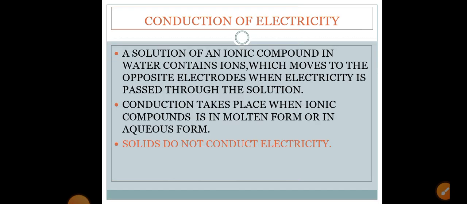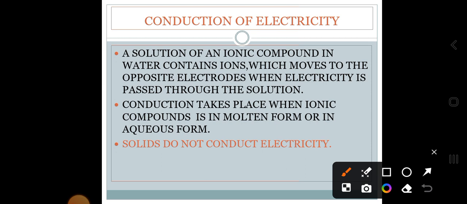A solution of an ionic compound in water contains ions, which move to the opposite electrodes when electricity is passed through the solution. See, as we all know, ionic compounds are mainly made between two types of ions, that is cation and anion.